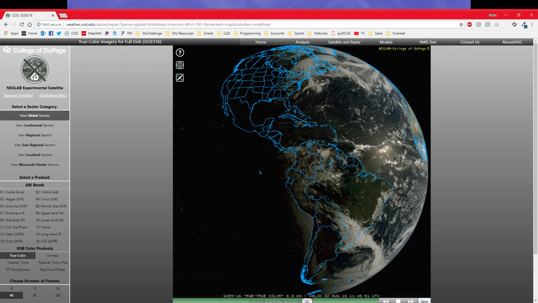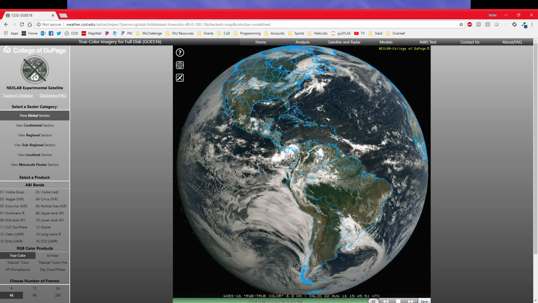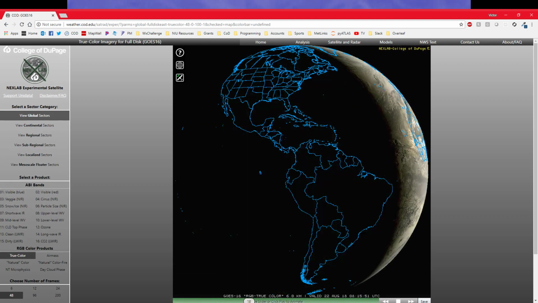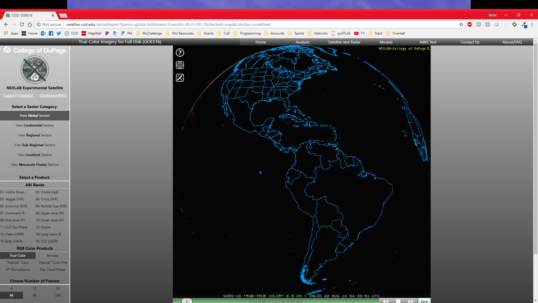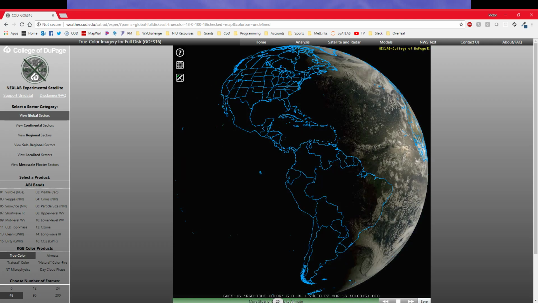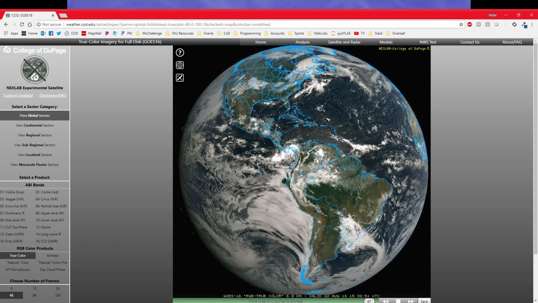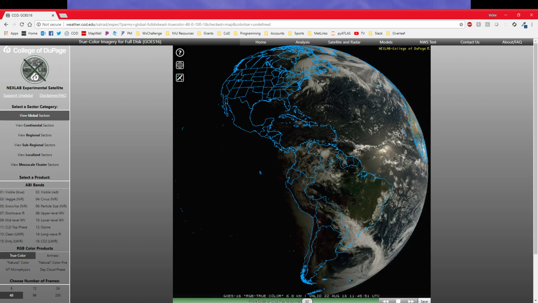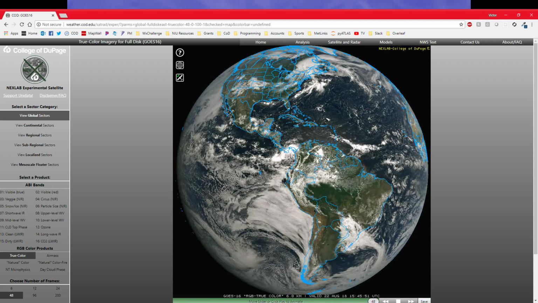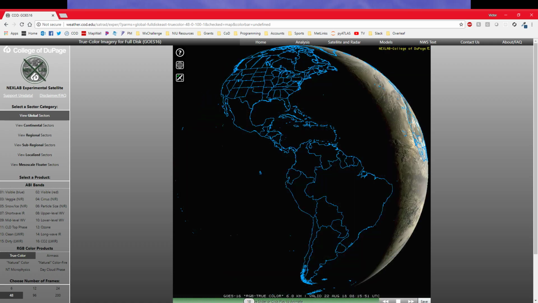So this is the brand new GOES 16 satellite. GOES 17 has also been launched and is in the testing phases right now. Depending on when you watch this video, it might actually be operational. But this is basically a true color image. In other words, if you were sitting on the International Space Station looking down on Earth, this is exactly what you see. Notice that during sunrise here, North and South America appear dark because there's no sunlight.